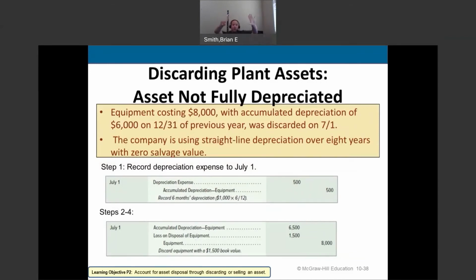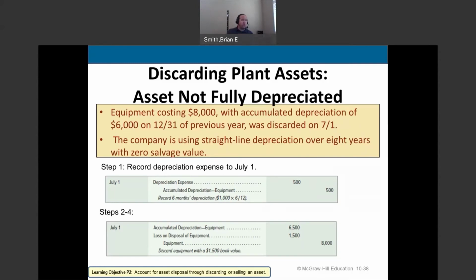Don't make the same mistake I did on the CPA exam when I thought June 1st was 6 months. It's July 1st that is 6 months. I thought it said June 1st, so I did a depreciation calculation for 6 months. It should have been for 5. Long story. If you want to hear about it, let me know. Anyway, we're going to record our depreciation expense of $500. And it says 0 salvage value, so that's why we're going down to where it was.